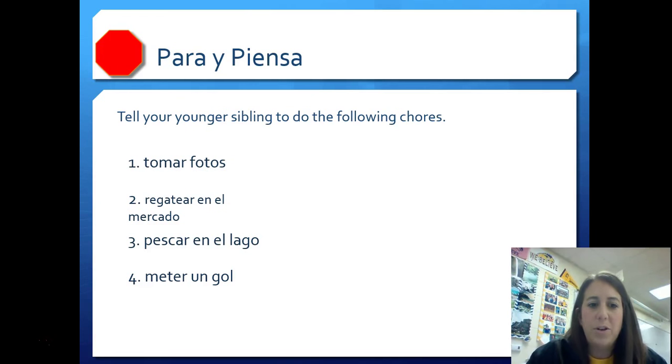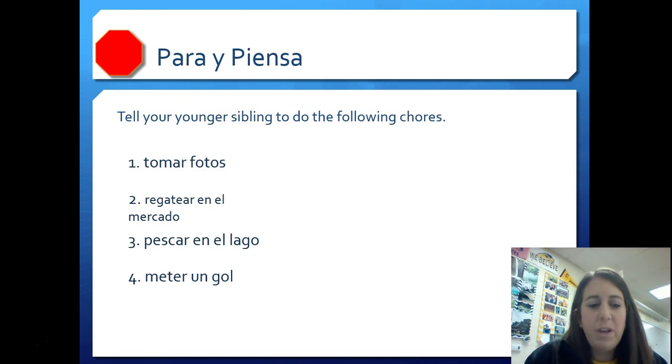So here's your first opportunity to stop and practice. Tell your younger sibling to do the following things. I guess we changed them from chores, I need to change my notes. Go ahead and pause and practice regardless.